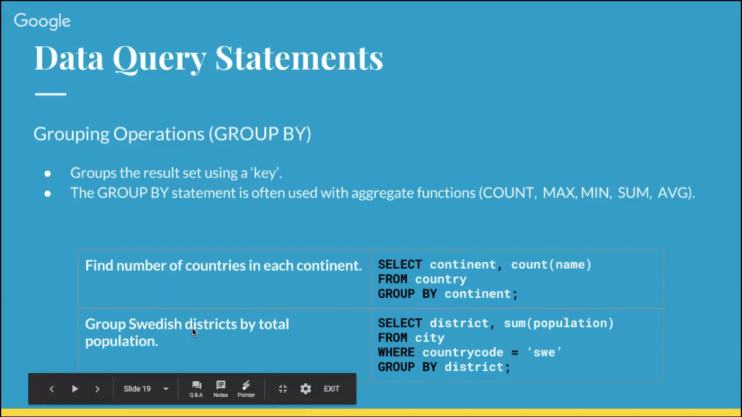So another example, group Swedish districts by total population. This is an example of using a group by along with a where clause, where country code is Sweden, and then you do a sum group. We're not going to walk through that example.